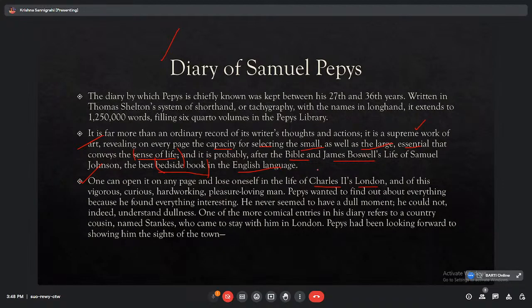So one of the more comical entries in his diary refers to a country cousin named Stanks who came to stay with him in London. Pepys had been looking forward to showing him the sights of the town. So this is one of the comical entries in his diary. Diary writing, as we were discussing in the previous lecture, is something a common man also does. But how well you write your diary depends on your writing quality, creative quality, presentation quality. So we see that Pepys had that quality of creating interesting accounts, and one of the comical entries in his diary refers to a country cousin named Stanks who came to live with him in London.